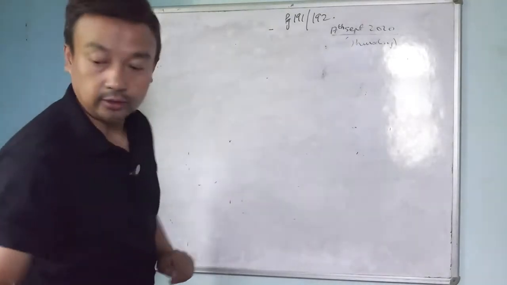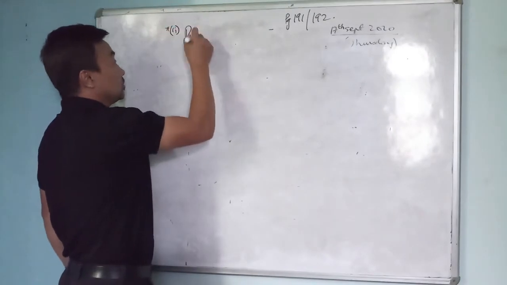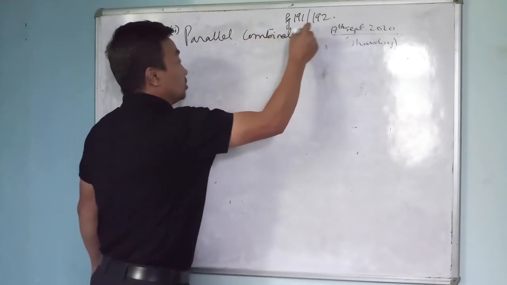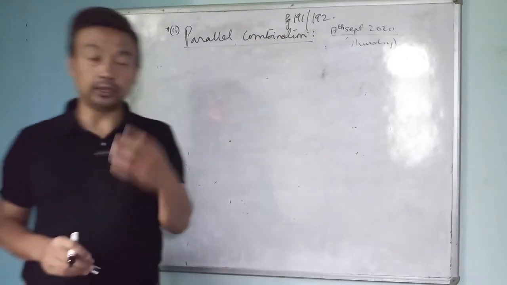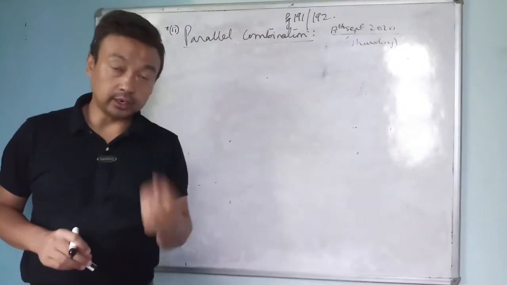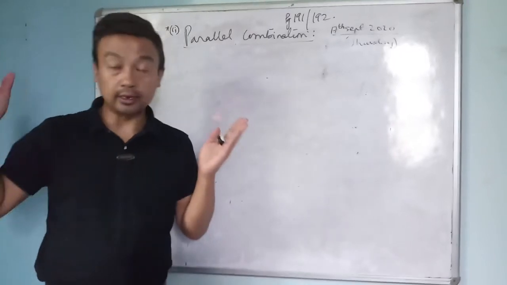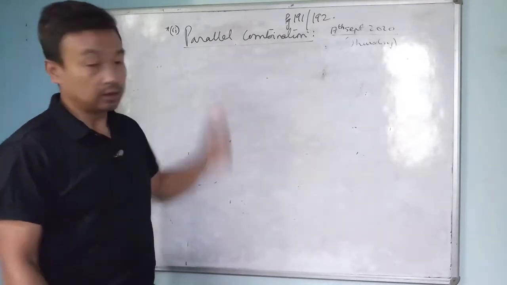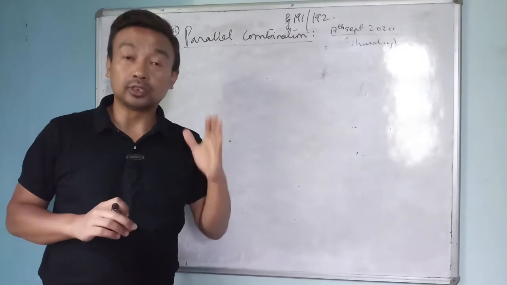Alright, so let us write down number 2, parallel combination. So we have in this case also taken three resistors. Let R1, R2 and R3 be connected in parallel between the two endpoints A and B. These are the two endpoints. So what happens is, in the parallel combination, one end of each resistor is connected to the same point.